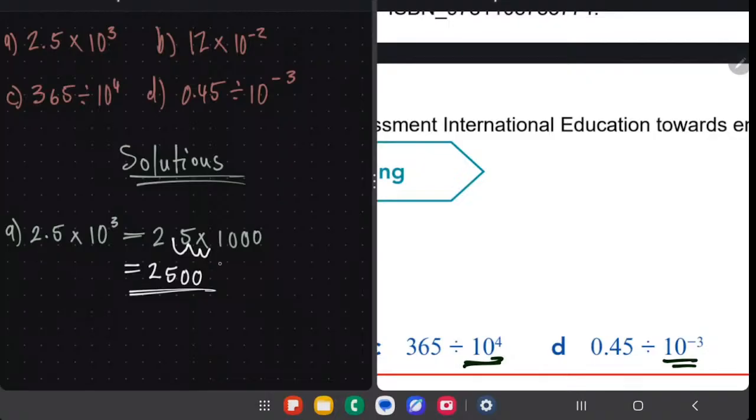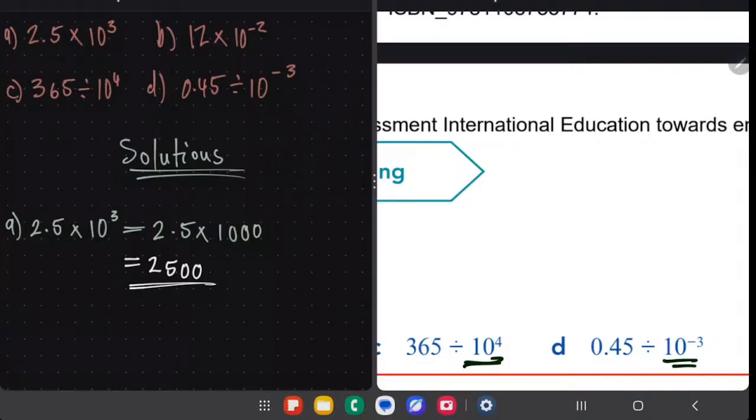You move the comma 3 times, okay? The first time it went behind 5. The second time it went behind nothing, so a 0. Here again, the third time it went behind nothing, so another 0. So that is why we put 2 0.